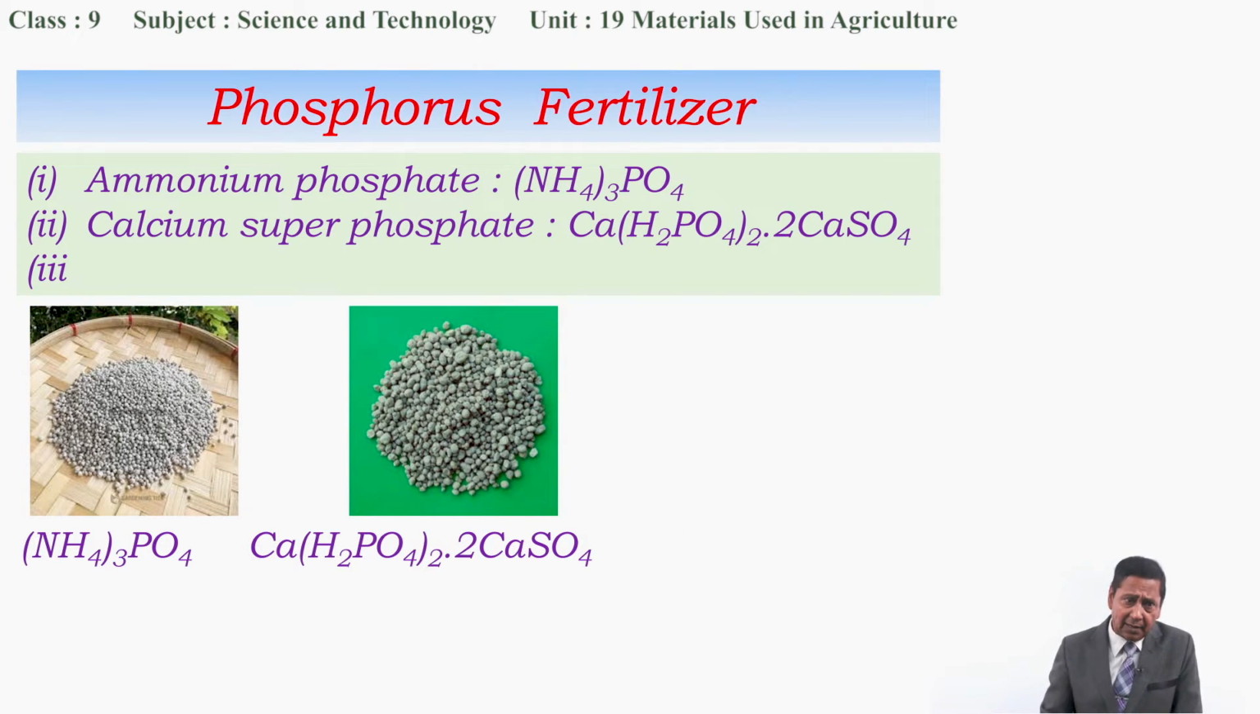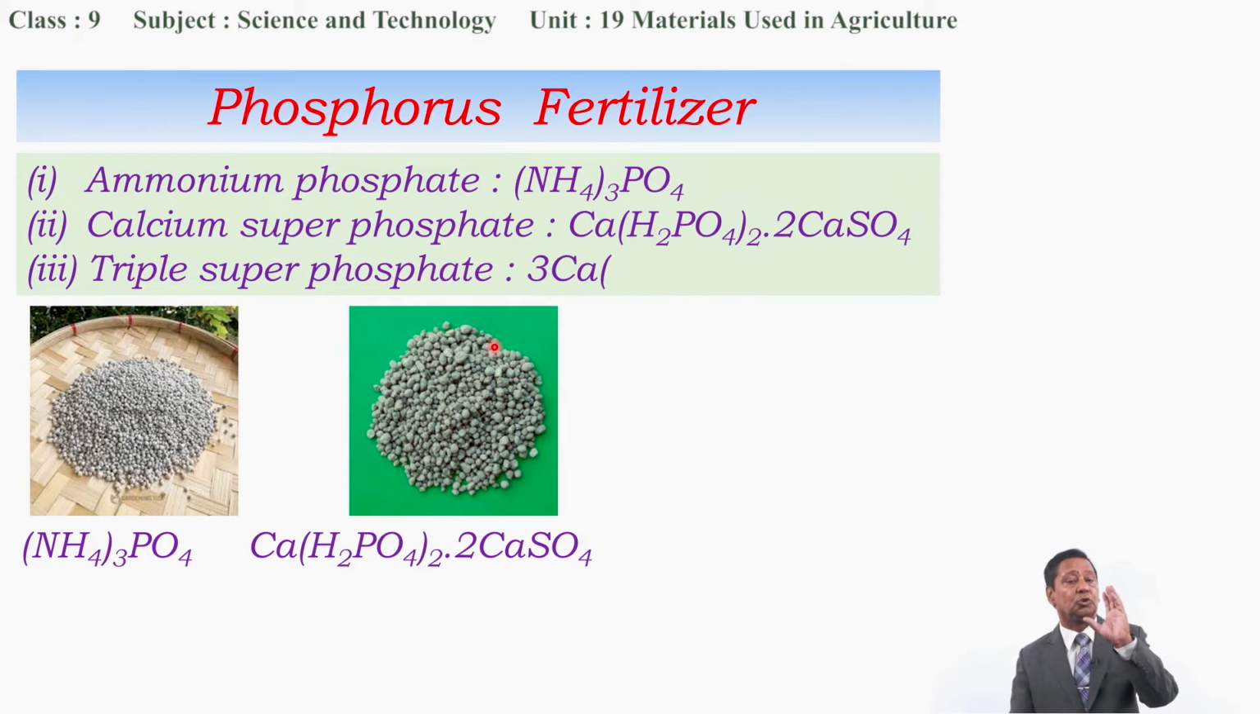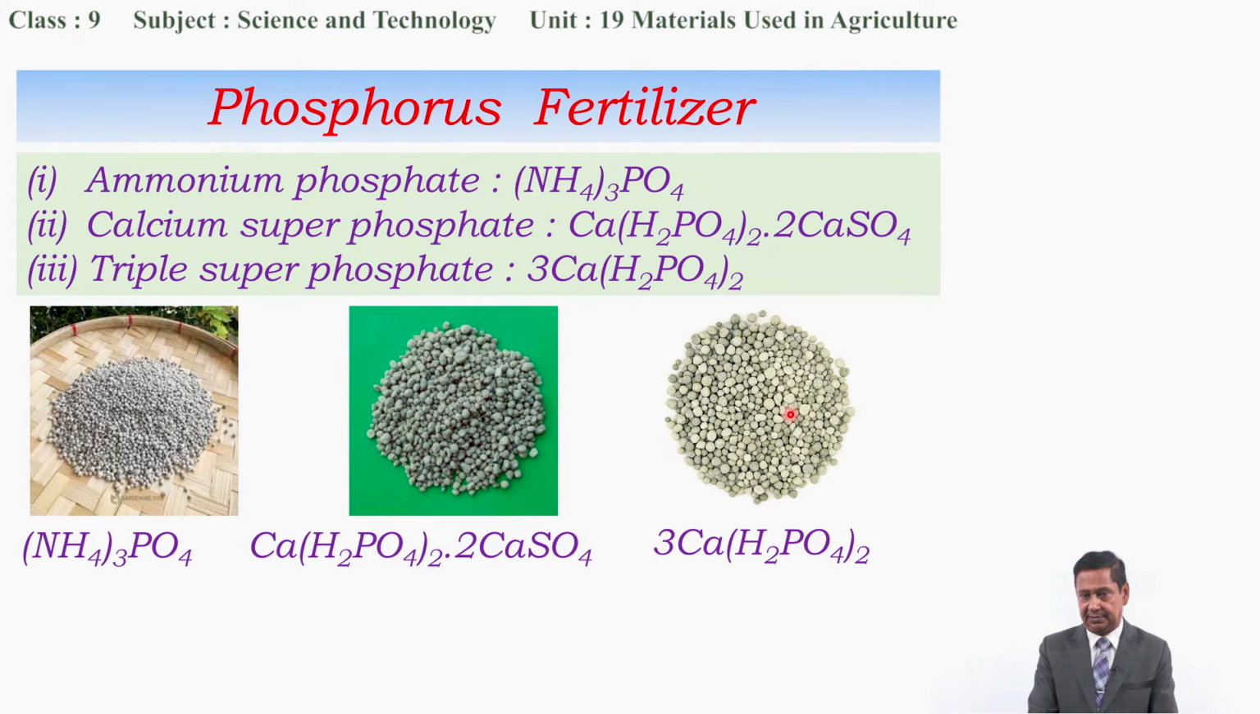Now another one, it is called triple superphosphate, and its molecular formula, looking at this name, you cannot understand what to write, and that's why we have to remember this. 3Ca(H2PO4)2. This formula represents triple superphosphate. And these are the chemical fertilizer which are normally used to supply phosphorus in the field. And this triple superphosphate appears like this.